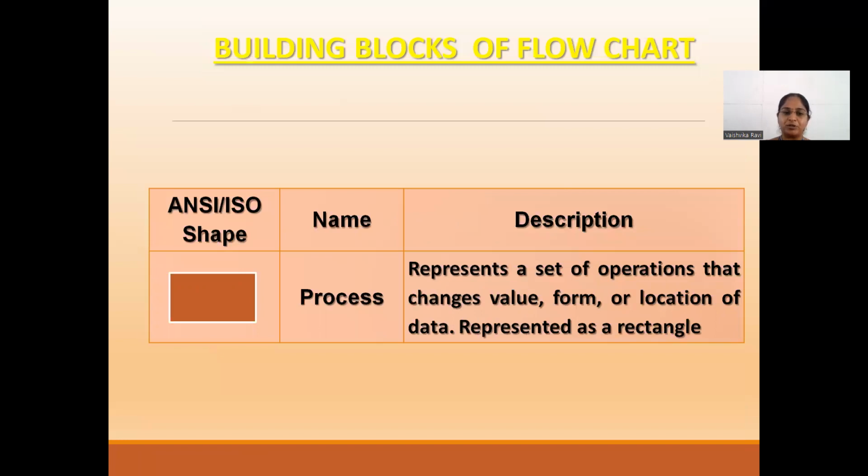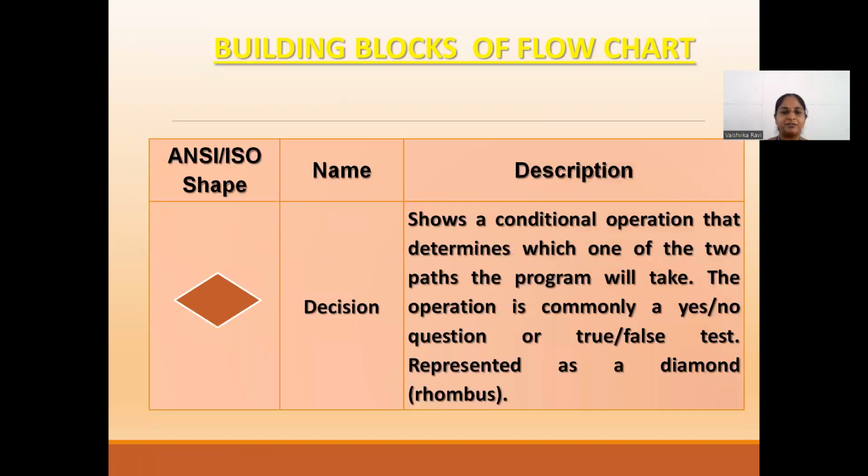And the next one is the process symbol. That is, it is a rectangle. It represents a set of operations that changes value, form or location of data. It is represented in a rectangle.